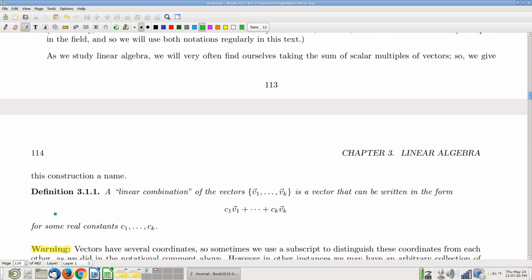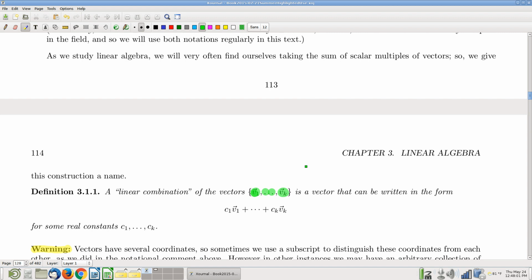Quick definition. I'm going to define this thing called a linear combination. This is arguably the fundamental construction of linear algebra. All of linear algebra, from a certain point of view, boils down to thinking about this kind of construction. So I want to make sure we're clear on what it is. A linear combination says you've got a list of vectors.